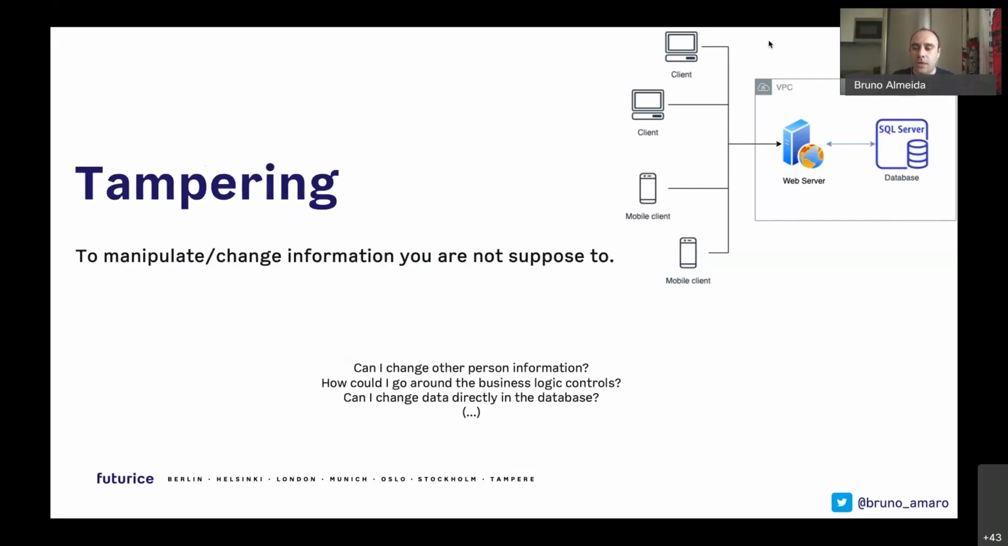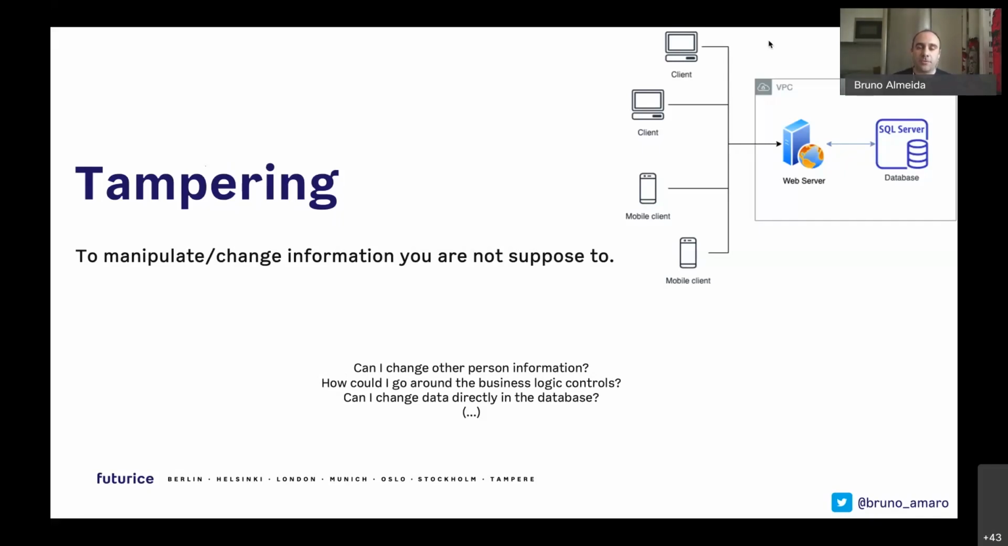Then when we exhaust that term, we go to the next term, which is tampering. Tampering is to manipulate or change information that you are not supposed to, which seems kind of obvious, right? But taking that example, if I can impersonate Mike, can I change his password? Can I change his access, or can I delete his files or his information? Can I go around the business control logic?